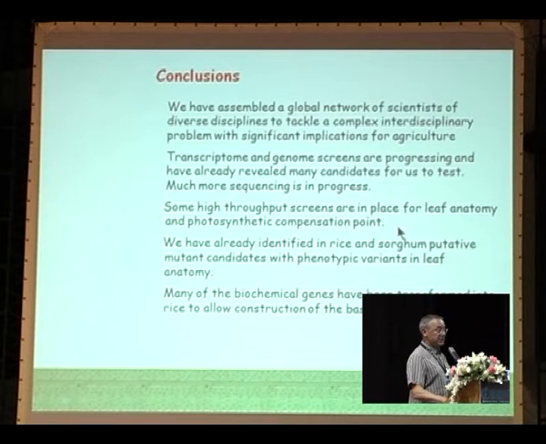Our screens are being successful. We've got some anatomical screens, and I haven't told you about, but we've got some compensation point screens as well. And so we're optimistic that using a sequencing approach we'll be able to get to those genes reasonably quickly. Of course, with the tag lines, it's much faster. And then many of our biochemical genes have now been transformed into rice in a cell-specific way at an appropriate level.